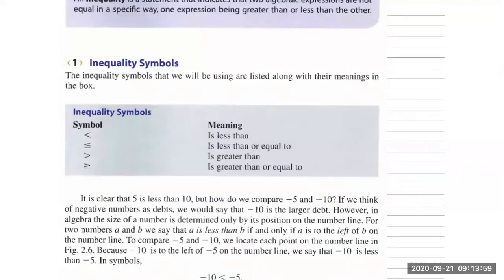With these, your symbols, if it does not have a line underneath it, it is not equal to that number. So a less than is just less than that number, it doesn't include that number. A less than or equal to includes the number that comes after it. For a greater than, again, it doesn't include that number, but the greater than or equal to includes that number.